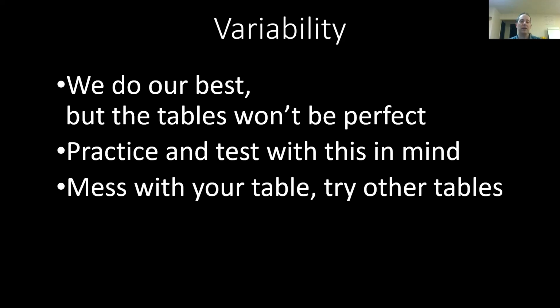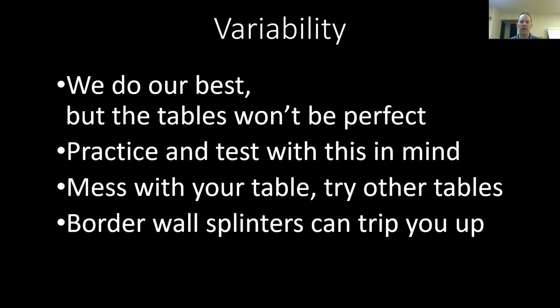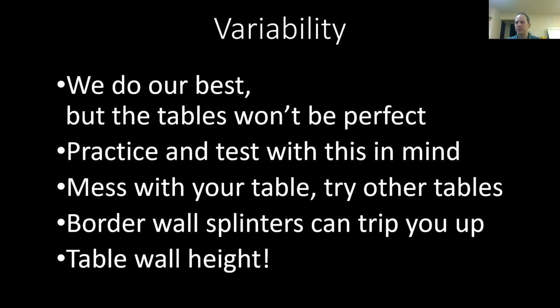Be aware that there can be splinters in the border walls. Usually those would be removed. So really what I say when I say border wall splinters can trip you up is that missing things that were border wall splinters that were peeled away can trip you up. So if you have a wheel that's rolling along the wall and there's a divot in the wall, that can cause an issue. So be aware of that. And then, as mentioned before, the table wall heights can vary. So that's all something to be aware of as your kids are designing their robot and then testing their software.